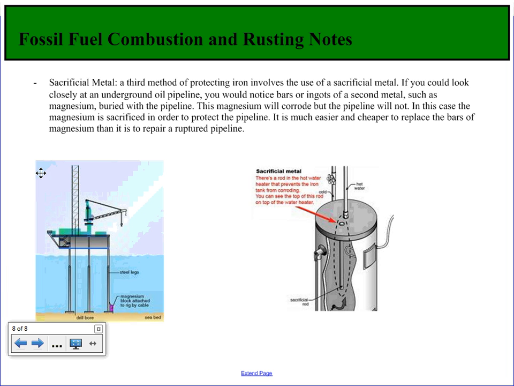So here in our C drill, we've got the legs, and then we've got magnesium blocks attached to the rig by cable. This magnesium, again, is our sacrificial metal. Even though this is not buried, it is submerged in water which contains oxygen, so that's what it's doing here. We also have sacrificial metals in our hot water heater. This prevents the iron tank from corroding, and we can normally see the top of the rod in the top of our hot water heater.